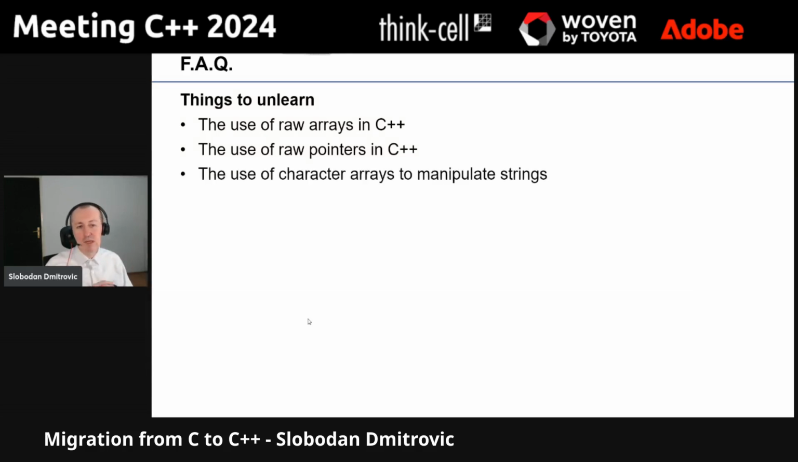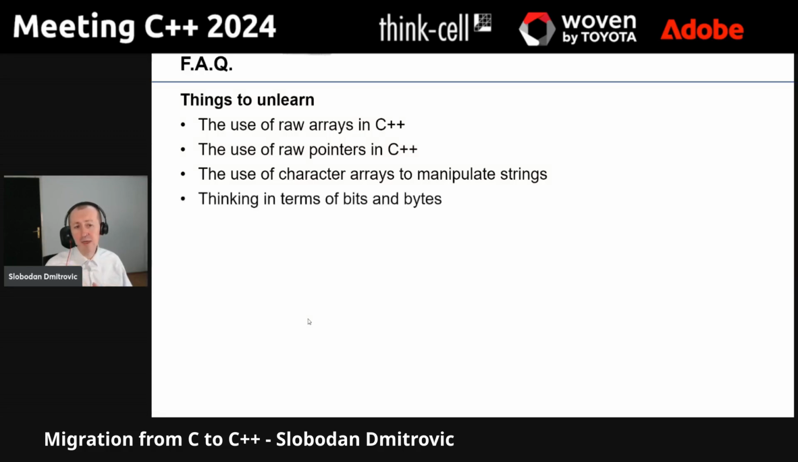Also, this is very important. You should part away with using character arrays to manipulate strings. It's perfectly fine in C, probably the only way. So don't use character arrays to manipulate strings in C++, and don't use pointers to string literals to represent strings in C++ as well. Not always possible, but you should strive towards using different facilities, and we'll see which those are in a moment.